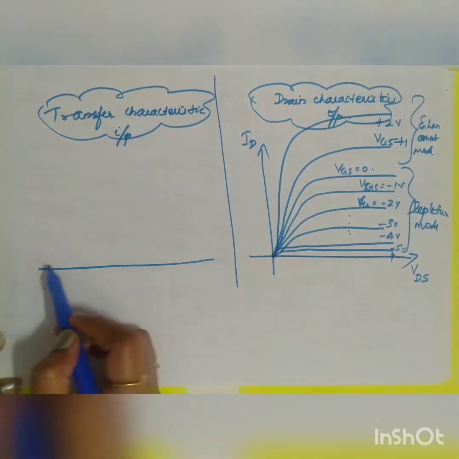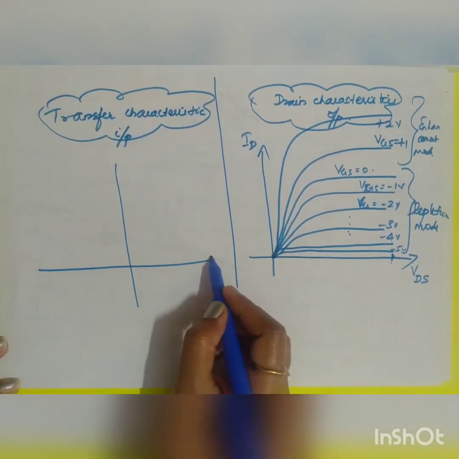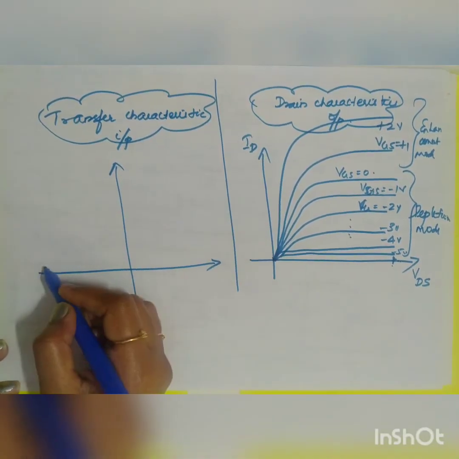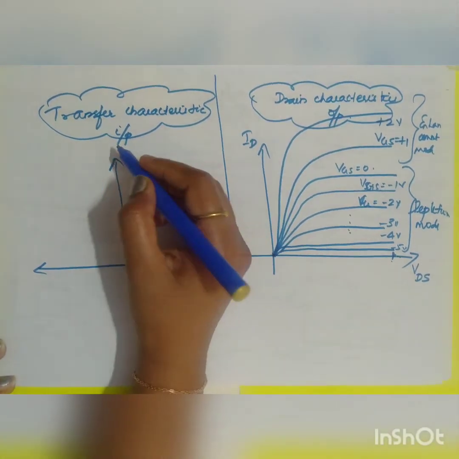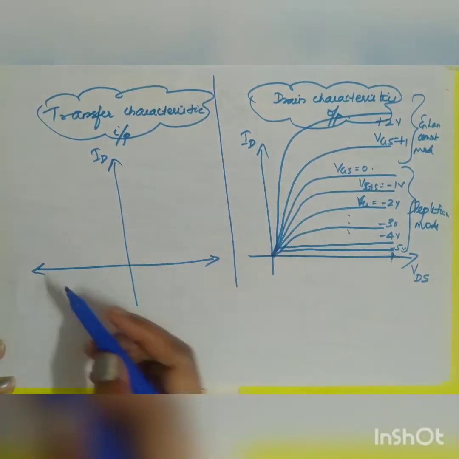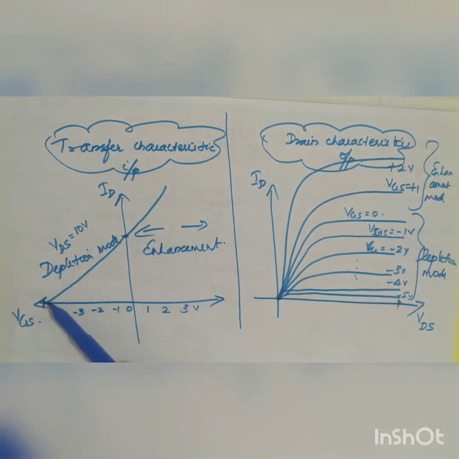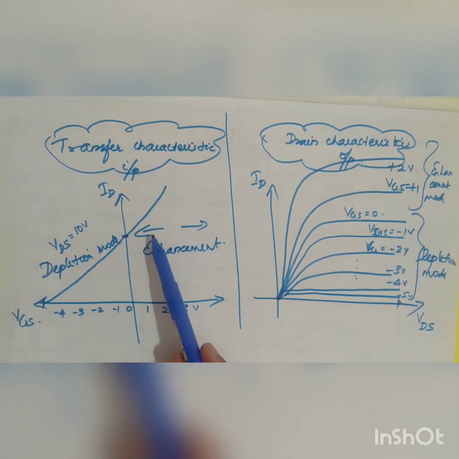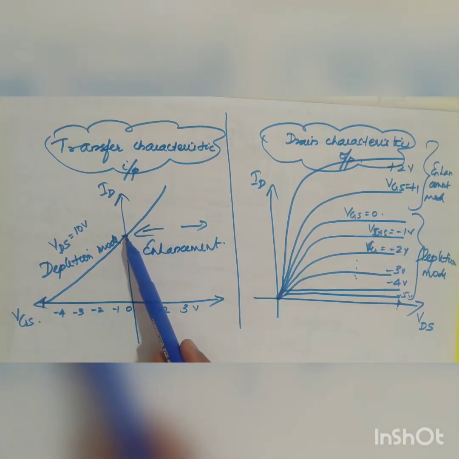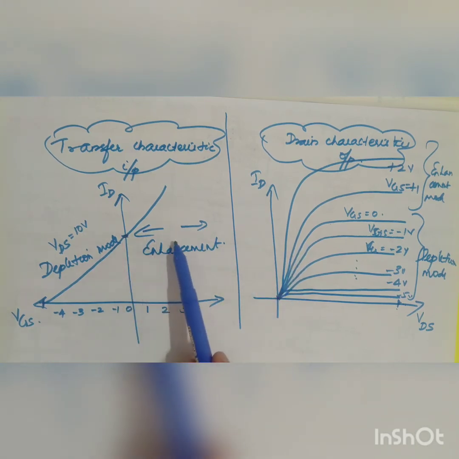So moving on to your transfer characteristics. What are transfer characteristics as opposed to drain characteristics? A graph plotted between your current ID and your input voltage is called your transfer characteristics. Okay. So what will happen? It works in two modes, right? Depletion mode and enhancement mode.